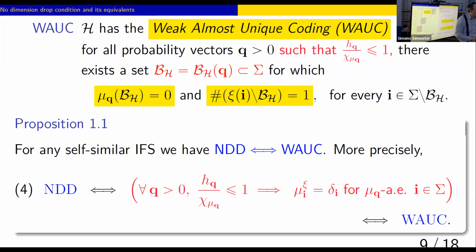So this is equivalent with the no dimension drop condition. It doesn't say that you have only one point on a typical vertical line like this. Maybe you have uncountably many points, but the conditional measure is a Dirac measure. So that's the good thing that we can say.